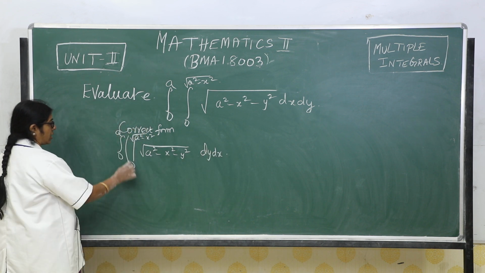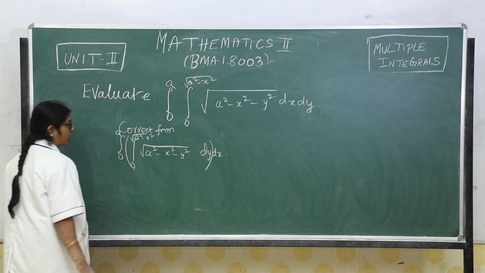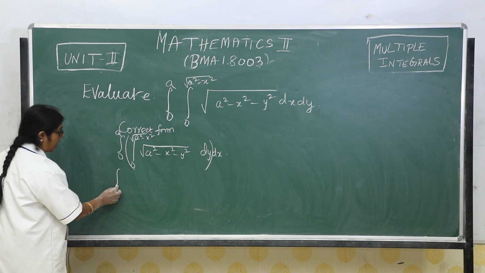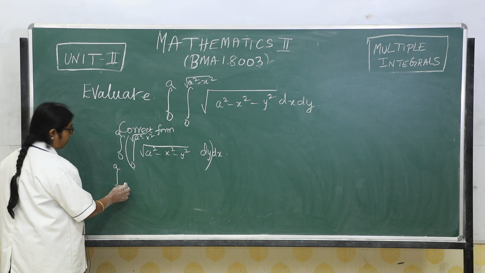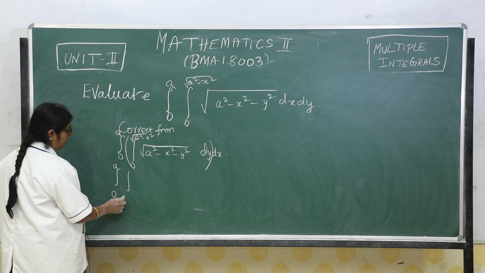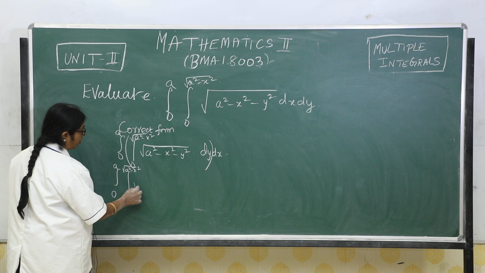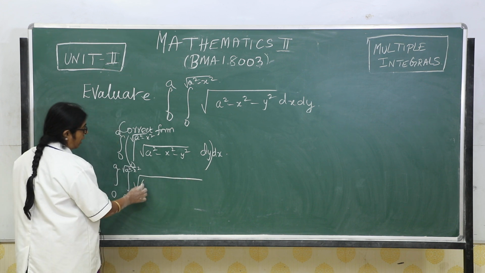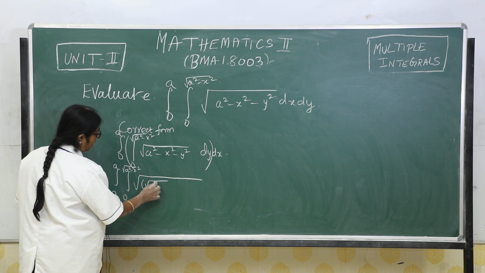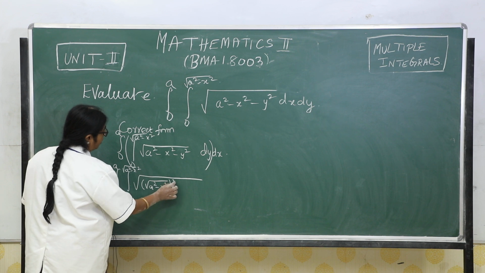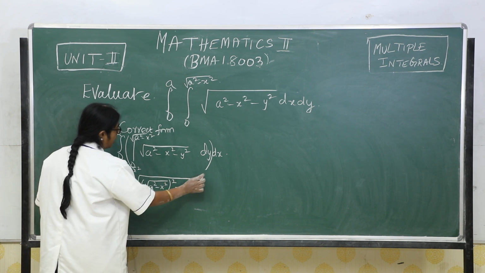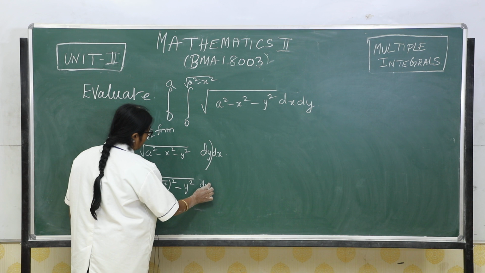The first integration is with respect to y, treating x as a constant, and therefore integral 0 to a, integral 0 to root of a squared minus x squared, square root of, I can write this as, root of a squared minus x squared the whole squared minus y squared dy dx.